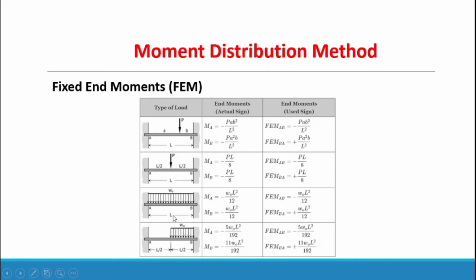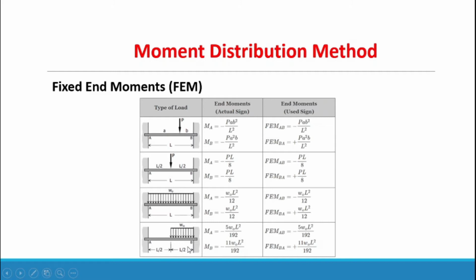For the third diagram, we have a uniform load W from A to B at a distance L. The end moment at A is equal to negative WL squared all over 12, while MB, the moment at B, is also equal to negative WL squared all over 12. The fixed end moment at AB is equal to negative WL squared over 12, and the opposite sign for the fixed end moment at BA is positive WL squared over 12.